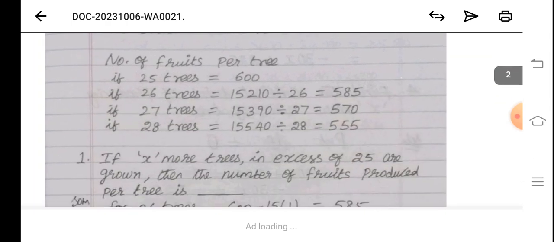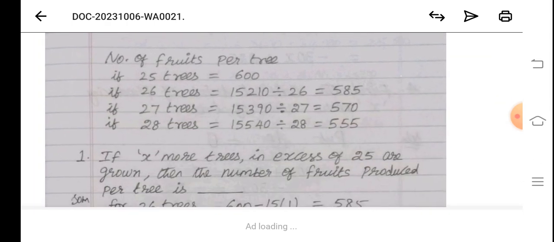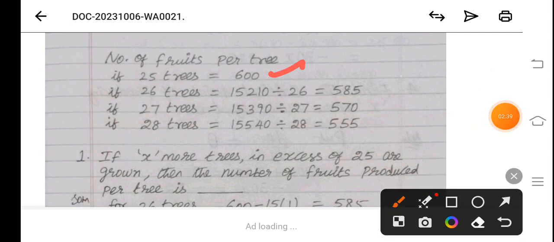So what are we going to do now? Number of fruits per tree. For 25 trees, per tree you are getting 600 fruits. 26 trees were there, so you divide 15,210 by 26, and you get 585. 27 trees were there, 15,390 divided by 27 gives 570. 28 trees were there, 15,540 divided by 28 gives 555.